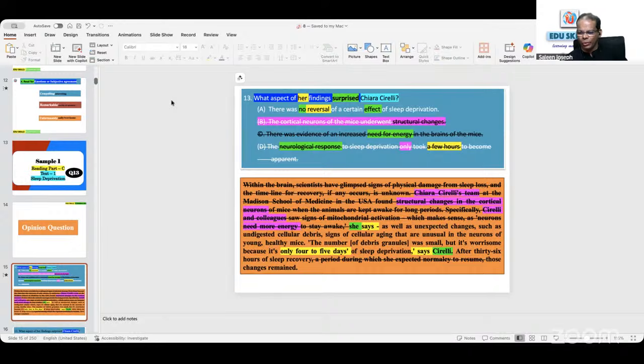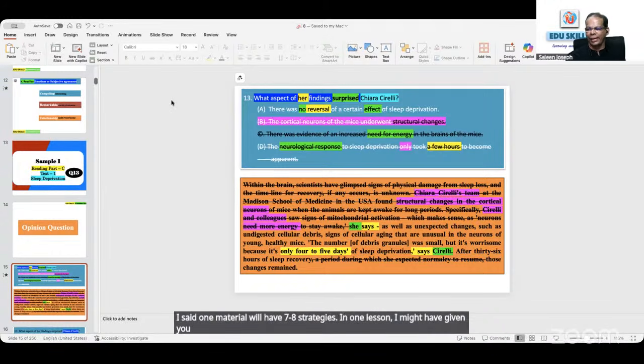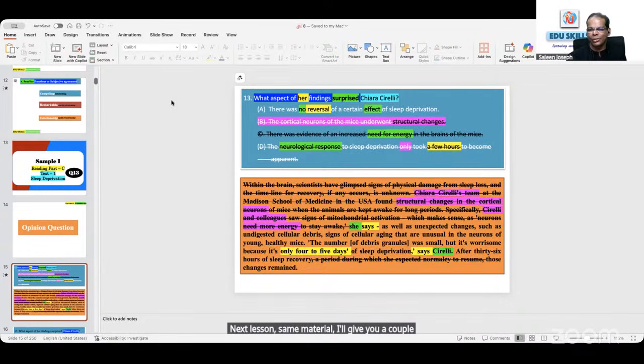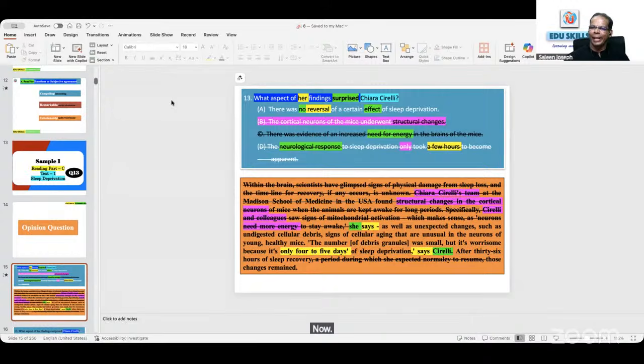In my sessions, you will find the same material explained. One material will have 7 or 8 strategies. In one lesson I might give you 2 or 3 strategies, and in the next lesson, with the same material, a couple more, so that you can use any strategy. Here, time management: once you are competent, you know Chirelli, the name is there. Then you go to the name, nothing else.